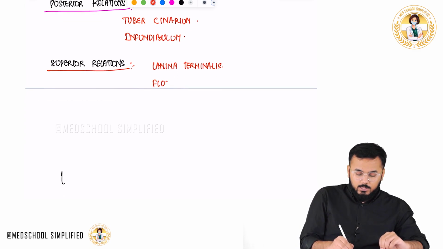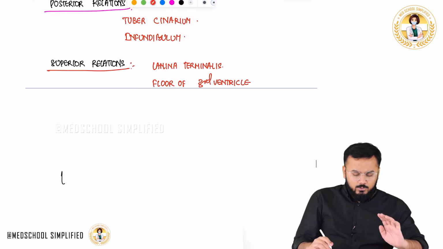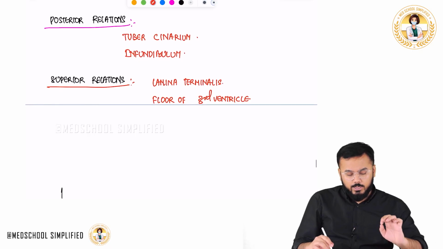Next, another important thing is the floor of your third ventricle. Floor of your third ventricle. So these are the structures which are located superiorly.